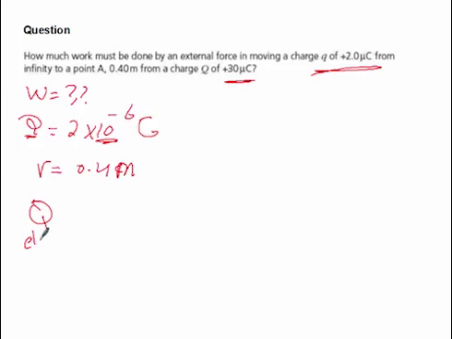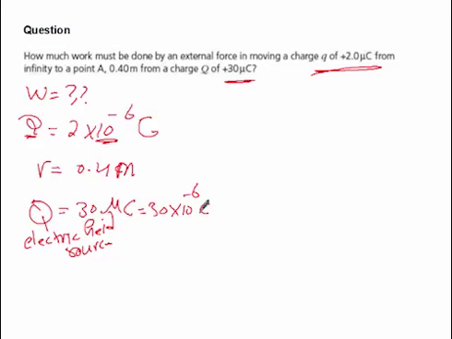So this is the electric field source, which is 30 microcoulomb, and this should be 30 times 10 to the minus 6 coulomb. Let's draw a figure or a diagram. There is a moving charge Q. This is small q, sorry. It's also notated here, given a notation of small q.